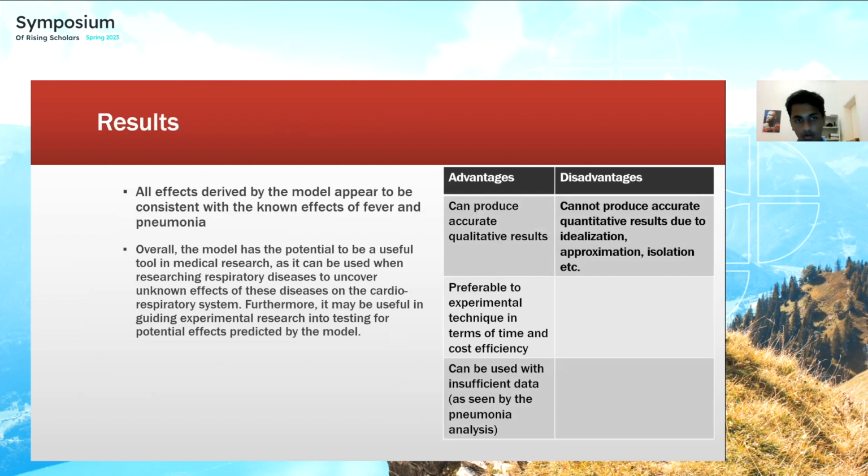So overall, all the effects derived by the model appear to be consistent with the known effects of fever and pneumonia. This model seems to have some clear advantages and disadvantages as well. It can produce accurate qualitative results. It's preferable to experimental technique in terms of cost and time, and it can be used with insufficient data by mathematical and algebraic manipulation, which is what we did with pneumonia. It has one main flaw, which is that it can't produce accurate quantitative results, because the amount of idealization and approximation that you require simply to bring this biological system into a math model is far too much, because obviously not everything is modeled mathematically.